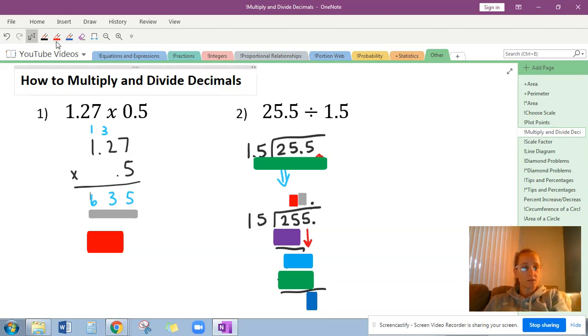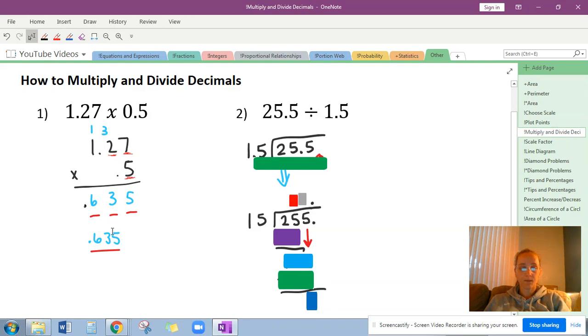But then the difference here is now I need to pay attention to how many numbers are behind the decimals. Because I have 1 decimal place, 2 decimal places, 3 decimal places, I know that my answer has to have 3 numbers behind the decimal. So I can see that there's 1, 2, 3 numbers behind the decimal, so my decimal is going to go right here. Okay, so every time you just count how many numbers are behind the decimal, that's how many go behind over here.